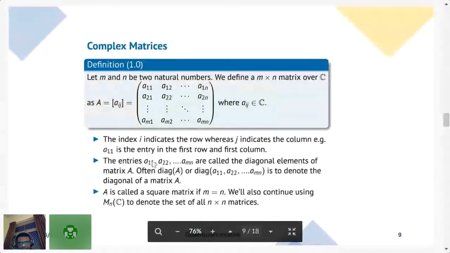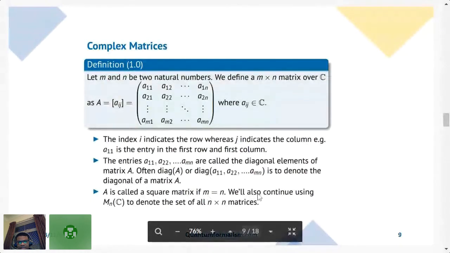Another thing worth mentioning is these elements here. These are very interesting elements; in fact, today we will come across them. They are called diagonals. So these are the diagonal elements of a matrix. Often it's written like diag of A, or diag of something like this, depending on the author. And A is called a square matrix if m equals n. This is exactly the case that we are interested in.